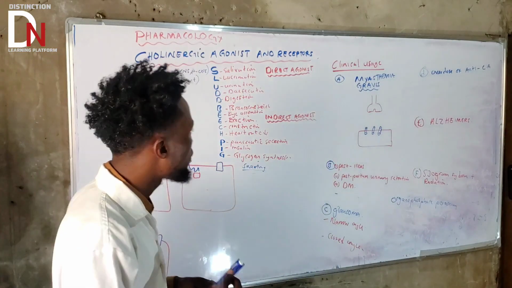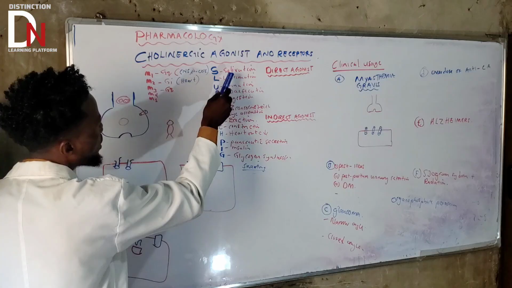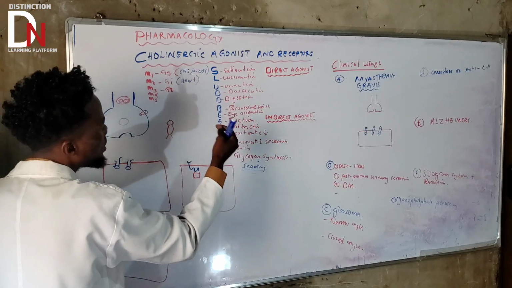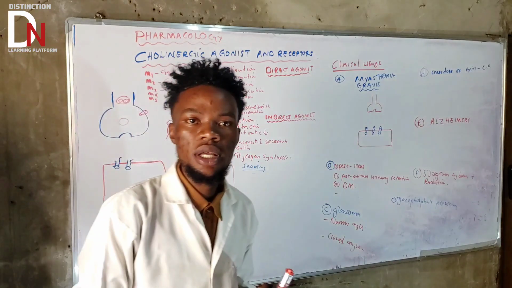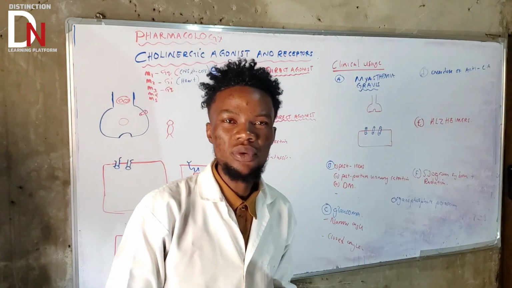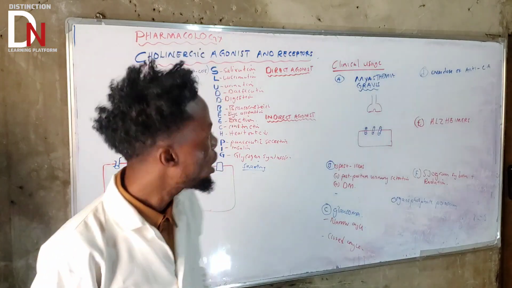It's everywhere apart from the CNS. You can find it on the lymph glands, on the salivary glands. You find it in the eyes, on the ciliary muscles, so that accommodation can happen, and pupillary constriction can happen. You can find it almost everywhere.